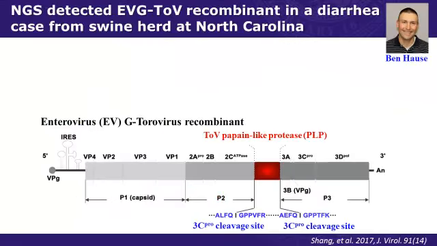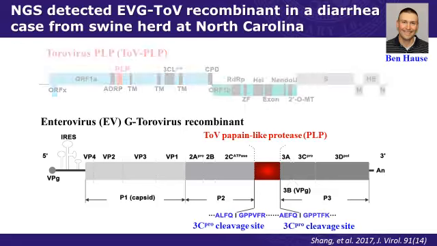In 2005, fecal samples from pigs experiencing diarrhea in North Carolina were sent to the Kansas State Veterinary Diagnostic Laboratories. Dr. Anbo performed next-generation sequencing analysis, and he found a novel EV-G virus which contains about a 600 nucleotide insertion at the 2C and 3A region. Interestingly, this insertion site is flanked by two 3C proteinase cleavage sites.